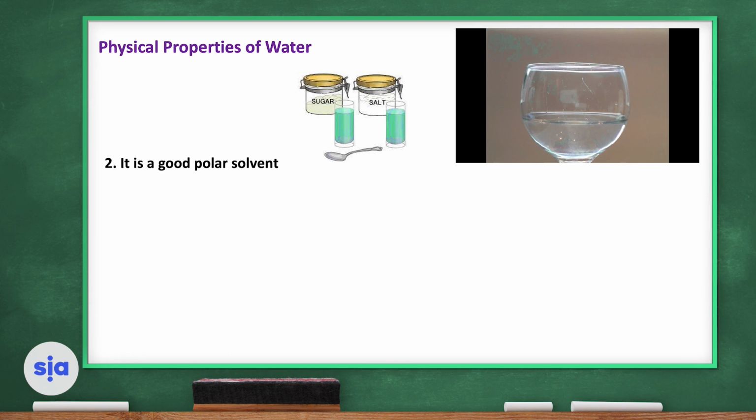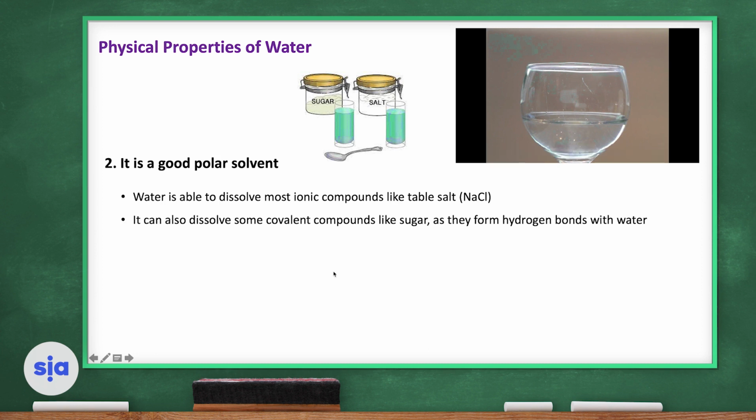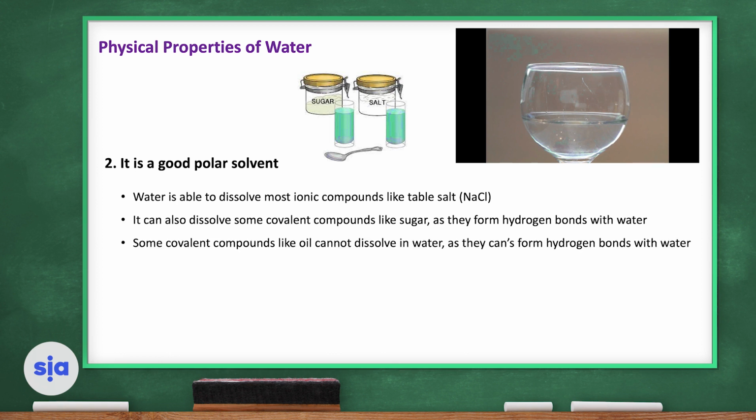And solvent means that the solutes like sugar and salt can be easily dissolved inside water. Water is able to dissolve most ionic compounds like salt, as you saw in this video. It can also dissolve other covalent compounds like sugar, as they form hydrogen bonds with water. But some covalent compounds like oil cannot dissolve in water. Of course, you know that oil cannot dissolve in water.